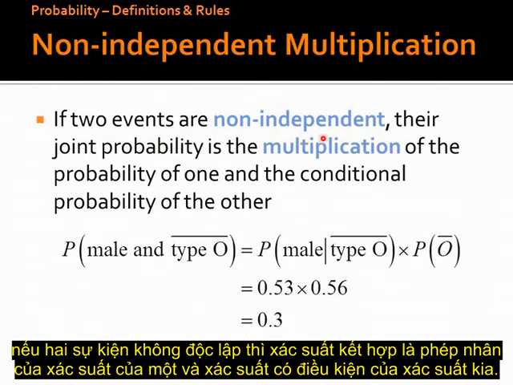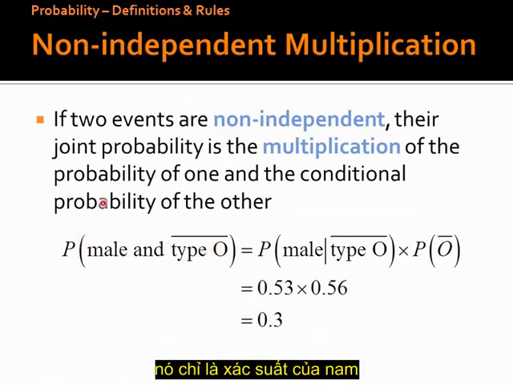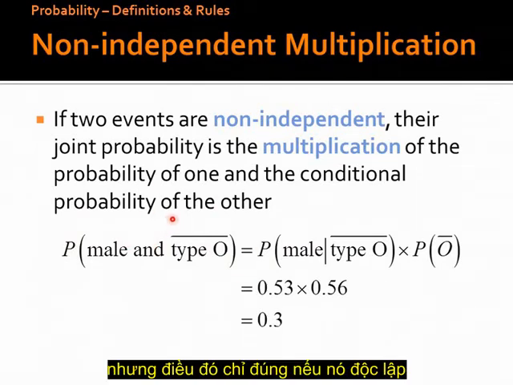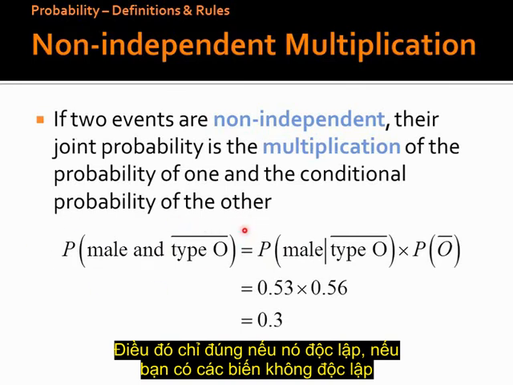If two events are non-independent, their joint probability is the multiplication of the probability of one and the conditional probability of the other. Now remember, when we were working with independent variables, if we wanted to calculate the probability of you being male and not type O, it was just the probability of male multiplied by the probability of not type O. But that's only true if it's independent.